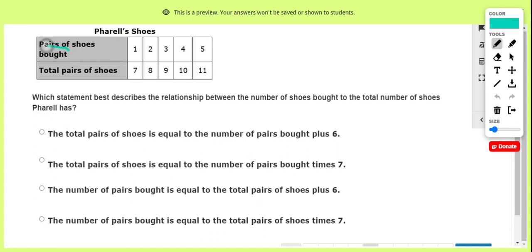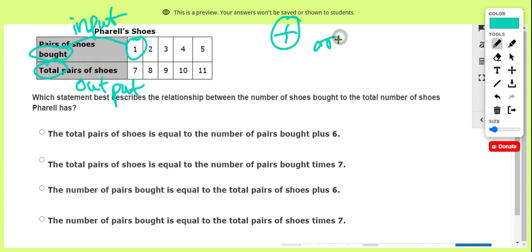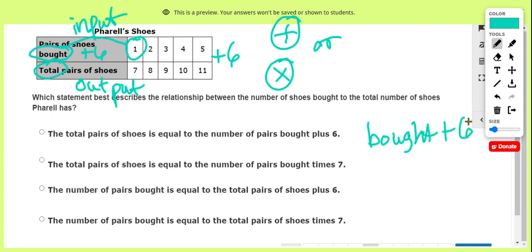So we got Pharrell's shoes, bought some shoes is the input, and then total is the output. Bought one, is it adding or multiplying? So it looks like it's plus 6. Bought shoes plus 6.